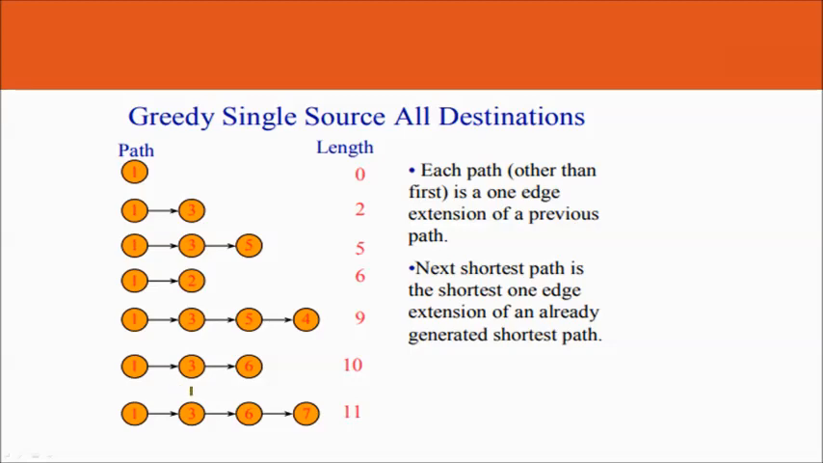So each path is a one-edge extension of a previous path. The next shortest path is the shortest one-edge extension of an already generated shortest path.